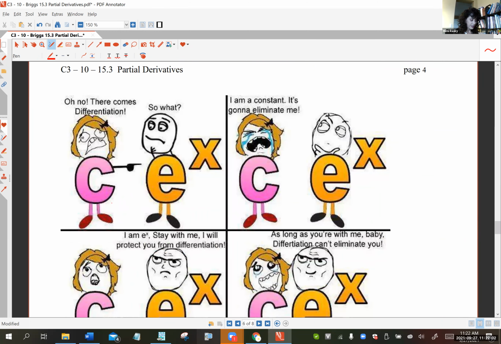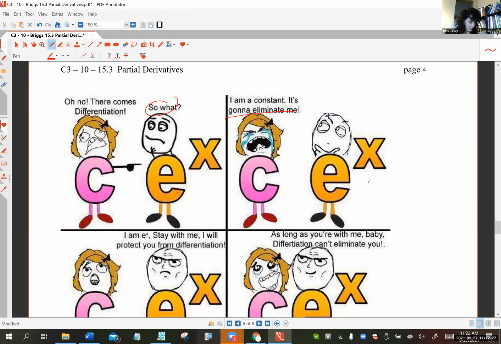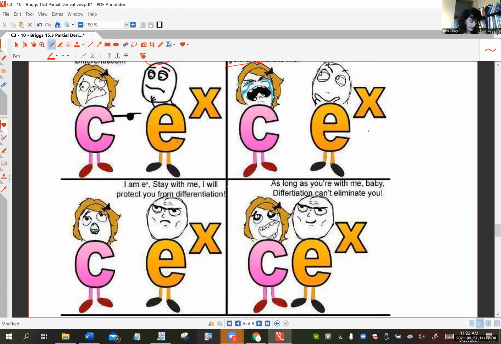So here's a constant and her friend is the e to the x function. So the constant is all scared. Oh no, there comes differentiation. You know, because when you take a derivative of a constant, it goes to 0. So she's scared. And so the e to the x says, so what? You know, I'm a constant, it's going to eliminate me. And the e to the x is like, oh. So then the e to the x is like, I'm e to the x. Stay with me and I'll protect you from differentiation.